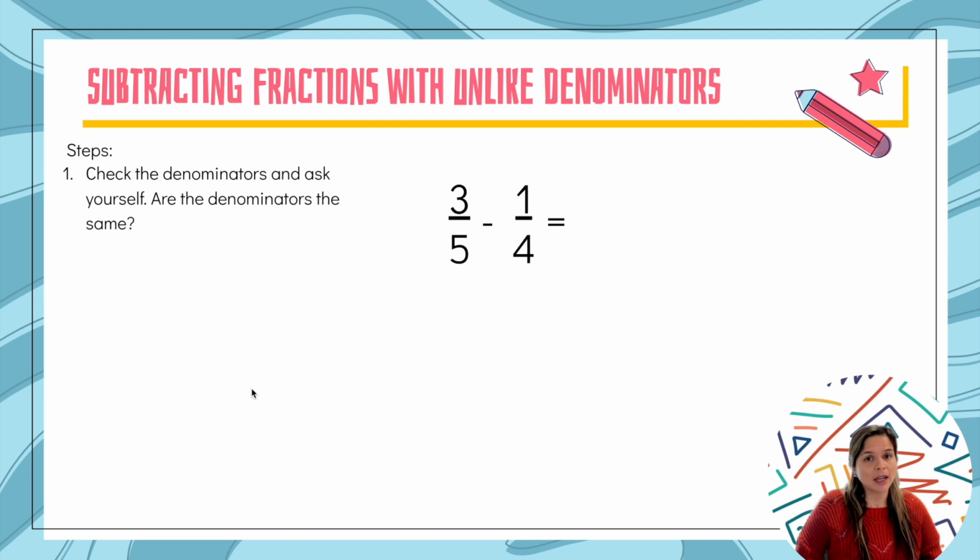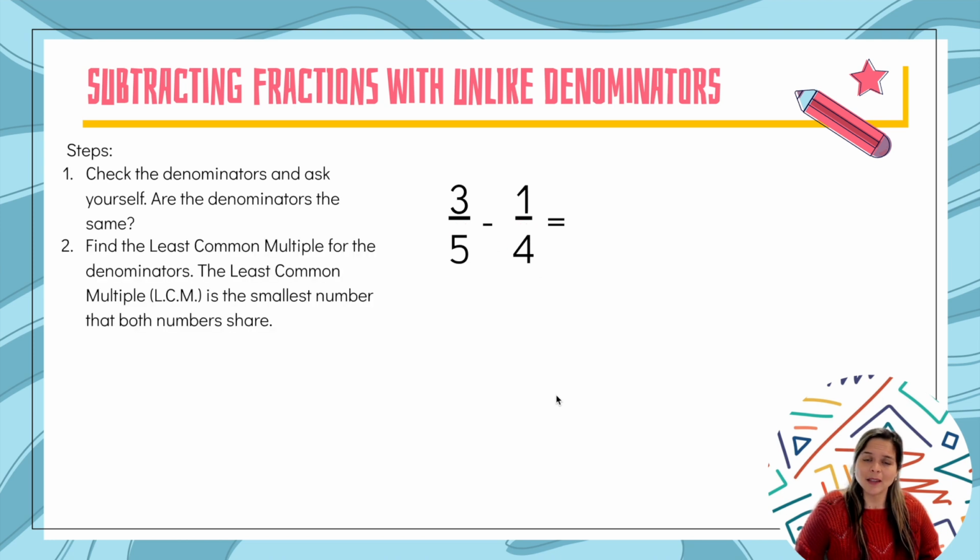We need to check if the denominators are the same. Are denominator number 5 and denominator 4 the same? No, they are not. So if that's the case, we need to find the least common multiple. Remember what the least common multiple is? It is the smallest number that the denominator 5 and denominator 4 share.